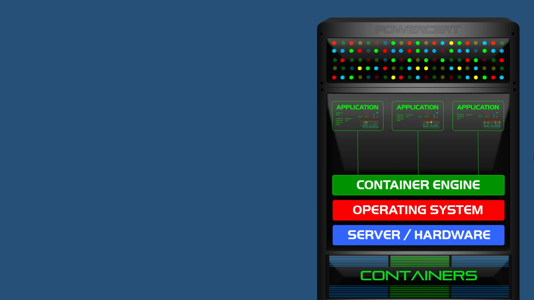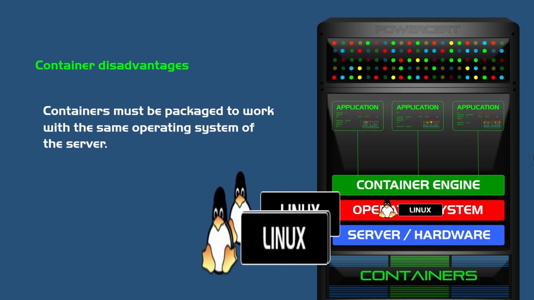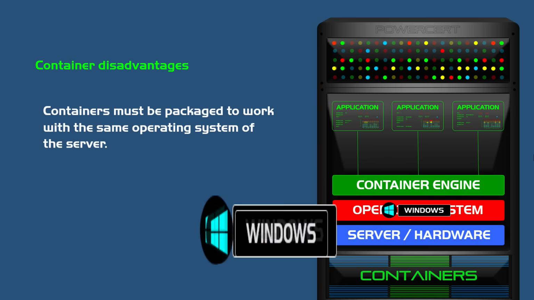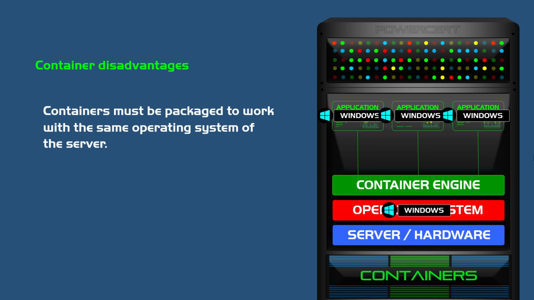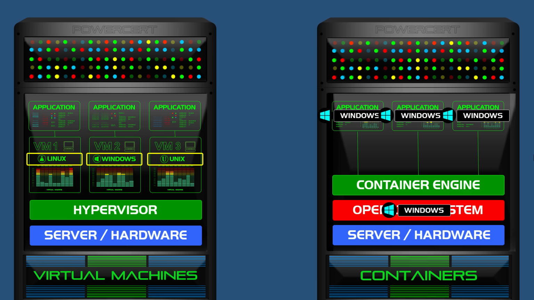Now, containers do have some disadvantages when compared to virtual machines. And one disadvantage is that the container file or image must be packaged to work with the same operating system of the server that it's running on. So if the server's operating system is Linux, then the container file must be Linux-based. If the operating system is Windows, then the container must be Windows-based. But with virtual machines, this isn't a problem. A VM can run any operating system it wants.